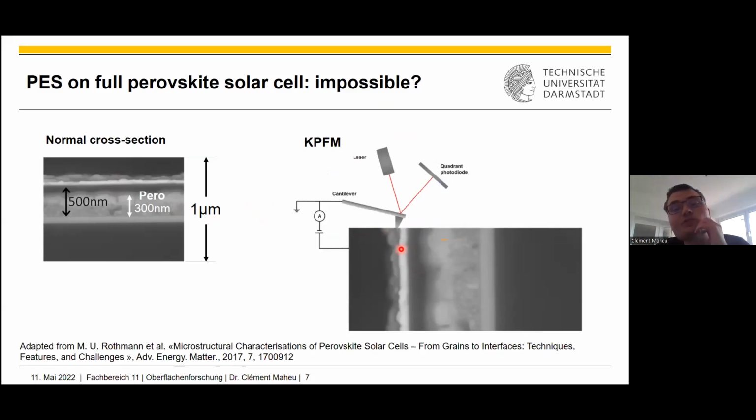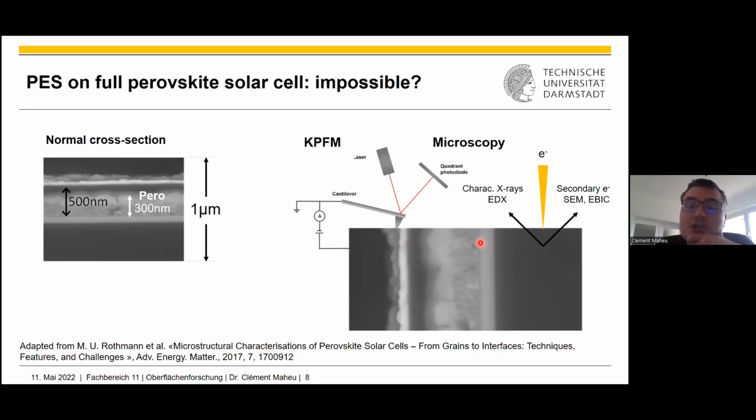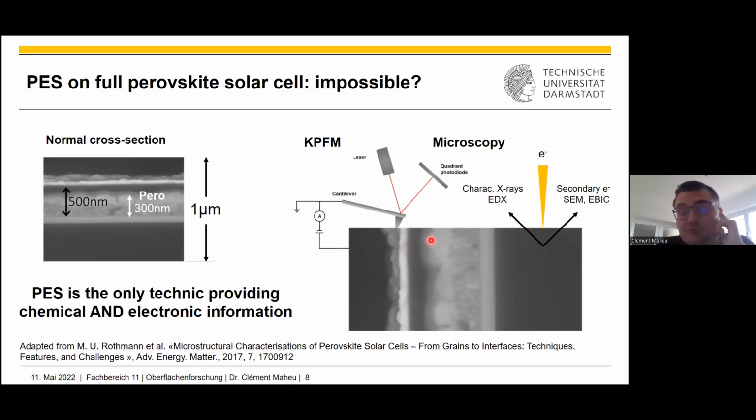If you want, you can use other techniques, of course. You can use Kelvin probe force microscopy, which is more resolved, and then you will get some nice electronic information. You will measure the work function of your different materials across the cross-section. You can also do microscopy, for instance EDX, and you will get chemical information on your different layers. But to the best of my knowledge, photoelectron spectroscopy is one of the most common techniques to access both electronic and chemical information at the same time.